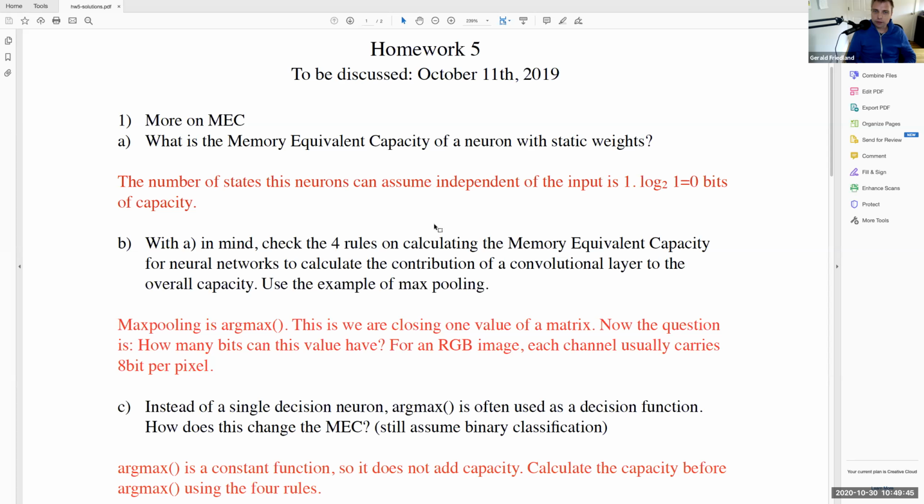But it is kind of interesting, because you could say, well, if I have to read those parameters, they take some memory. And that's true. But in terms of the potential of what it could do, it has no memory because it's a constant. A constant does nothing. And then the next question: check the 4 rules on calculating memory equivalent capacity for neural networks to calculate the contribution of a convolutional layer to the overall capacity. And that's the interesting part.